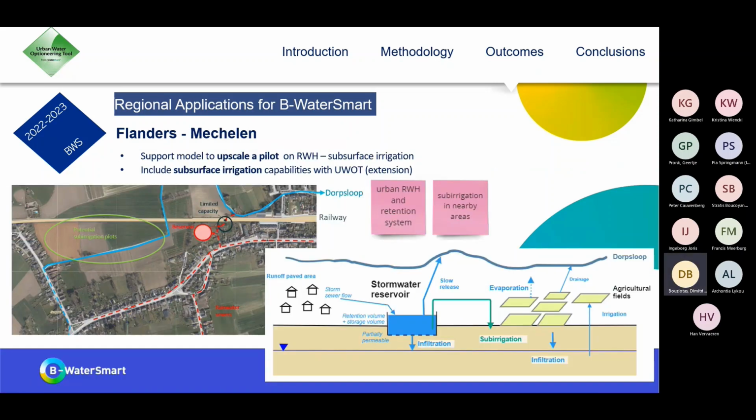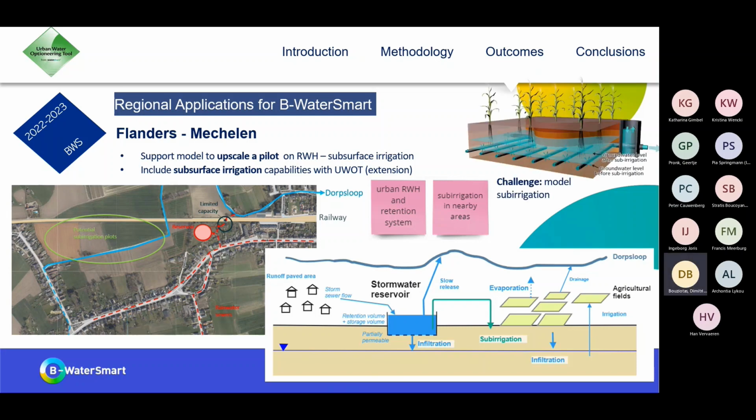In the second application of Flanders, which is in Mechelen, UWOT will be used to support an upscale pilot that is being built in the area, combining urban rainwater harvesting with a retention basin that uses water for subsurface irrigation. There are different possibilities for upscaling the systems that will be tested, such as the basin volume, but also the sub-irrigated area. If there is interest from the stakeholders, we could also try to stress test the systems against a drier future. So we could see, for instance, the impact on influx, but also the impact on the crops.